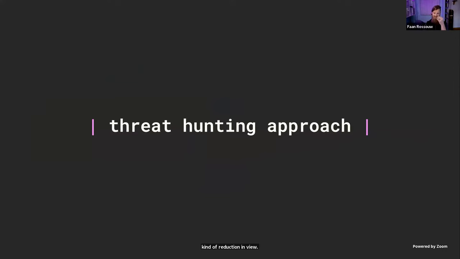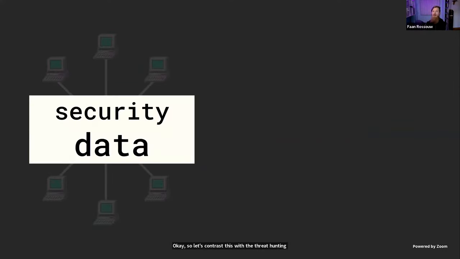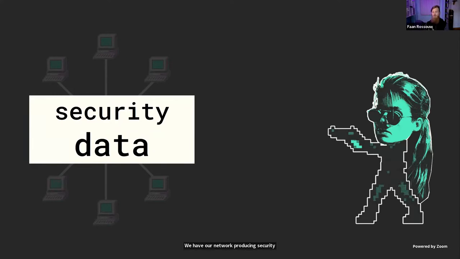Okay, so let's contrast this with the threat hunting approach. It's the same basic setup. We have our network producing security data. And this time we have our security operator who is a threat hunter, played here by the badass Sarah Connor. But she has the same problem, the problem of data capacity incompatibility. So how does Sarah Connor, our threat hunter, go about solving this problem?